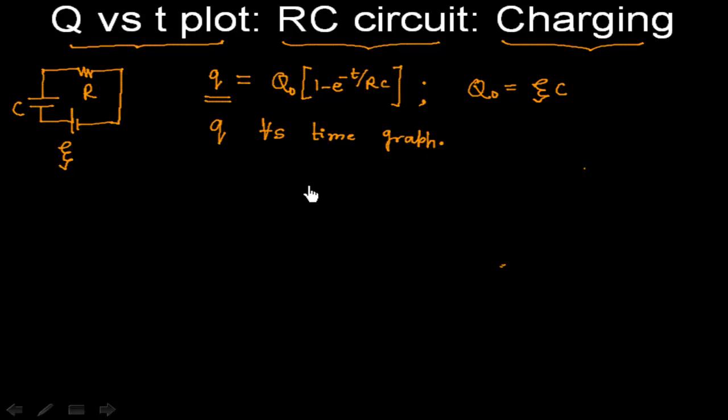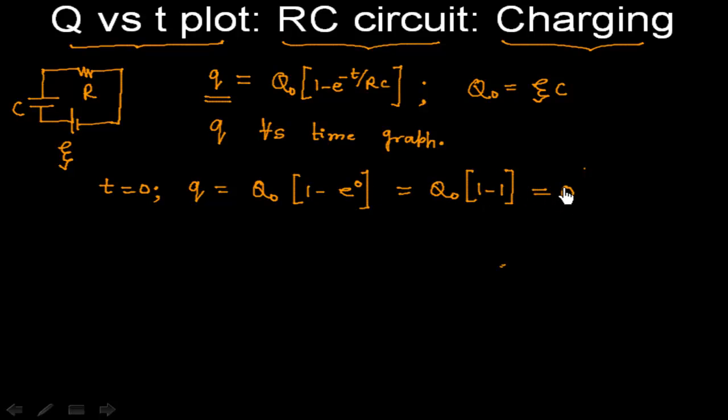Let us calculate some values first. What will be the Q when time is equal to 0? So when time is 0, Q is given by Q naught times 1 minus e to the power 0, because time is 0, so this becomes 0. So Q naught times 1 minus anything to the power 0 is 1, so this is simply 0.